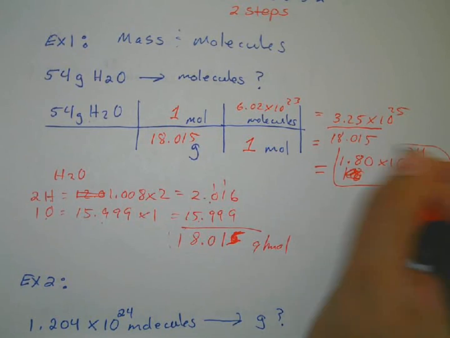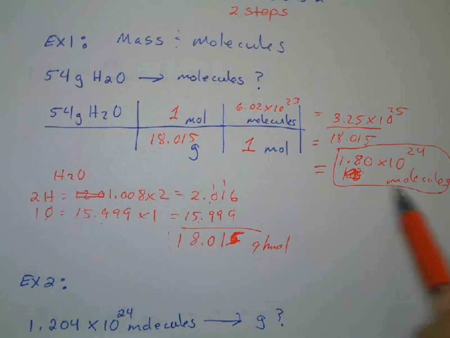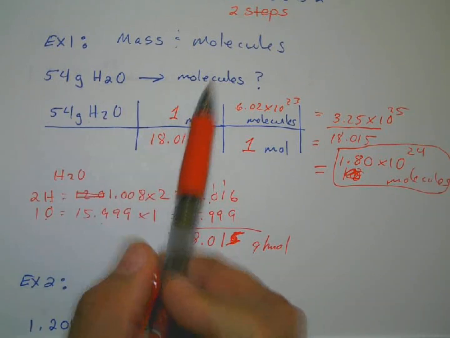So what this is saying is, if I have 54 grams of water, I actually have 1.8 times 10 to the 24th molecules of water. That's a lot of molecules, guys. A lot of molecules. So that's how you go from grams to molecules, or mass to molecules.